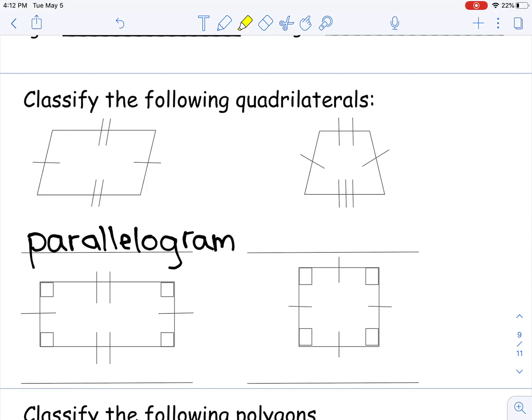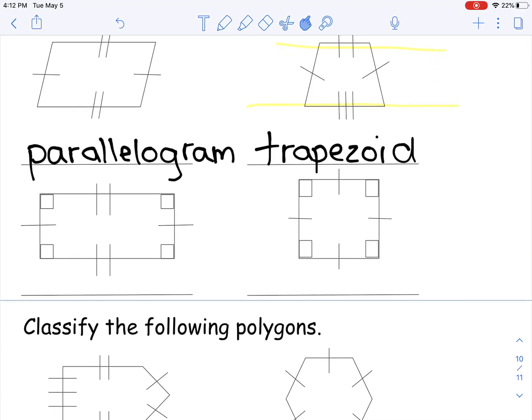Next one, 4 sides, okay, quadrilateral. No right angles, so there goes square, there goes rectangle. I only have 1 set of parallel sides. 1 set of parallel sides in a quadrilateral has to be a trapezoid. Okay, 2 more. I've got 4 sides, so quadrilateral. I notice I got right angles. So right angles tells me it's either square or rectangle. But then I look at the sides. Opposite sides are congruent, but they're not all congruent. So by definition, he is a rectangle.